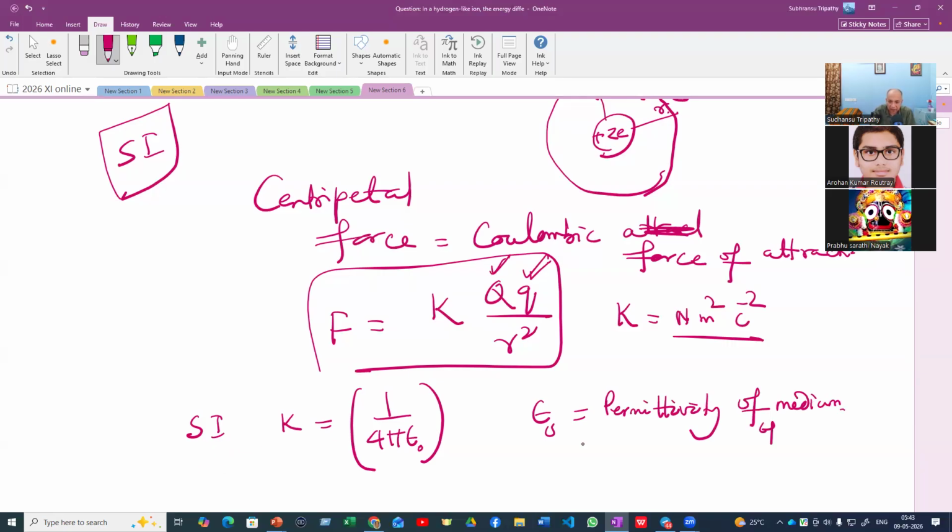And of air or vacuum, epsilon naught has a value of 8.85 times 10 to the power minus 12. Of course, 1 by 4 pi epsilon, which is equal to K, has the unit Newton meter square per Coulomb square, and epsilon naught is in the denominator. So what will be the unit of epsilon naught?